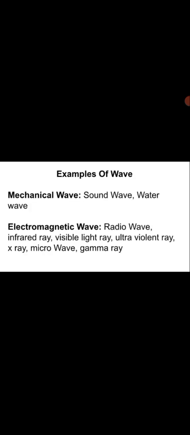Okay, mechanical wave is a type of wave that requires a material medium for its propagation, while electromagnetic wave is a type of wave that does not require a material medium for its propagation. You can use diagrams to do a brief illustration of what you just said. Then, examples of wave, you have mechanical wave, and the examples are sound wave, water wave. Electromagnetic wave includes radio wave, infrared ray, visible light ray, ultraviolet ray, X-ray, microwave, and gamma ray. So that is just how it works. So this slide helps your class to go smoothly.